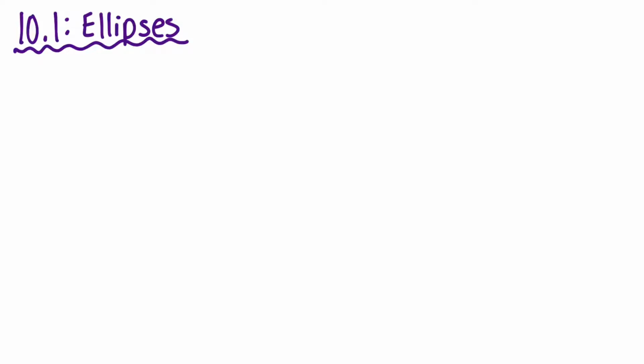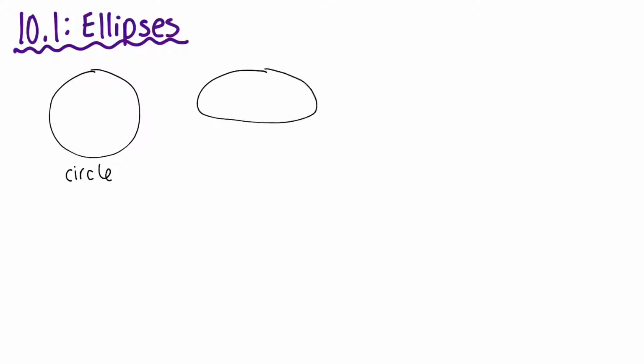10.1 Ellipses. So in the past, you've probably talked about circles. Right? This is a circle. It's perfectly round. Ellipses are very close to circles. They're more what you think of when you think of ovals. So they're like wide or they're tall. They're elongated circles.